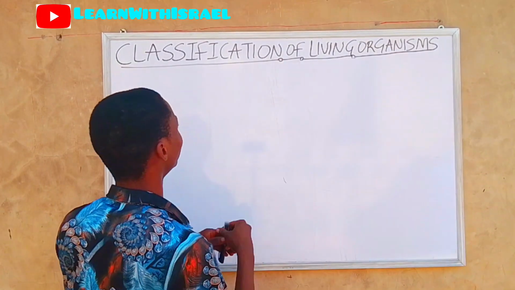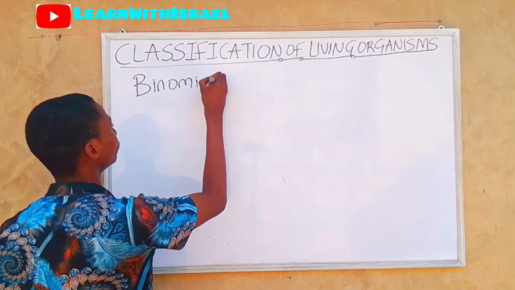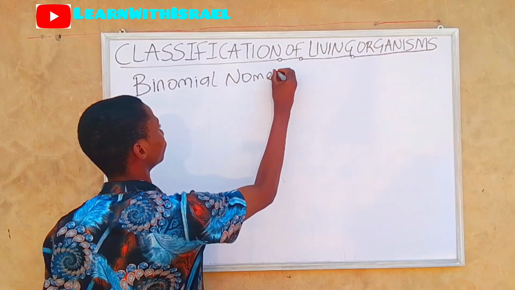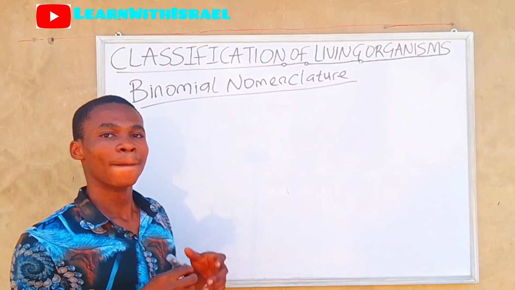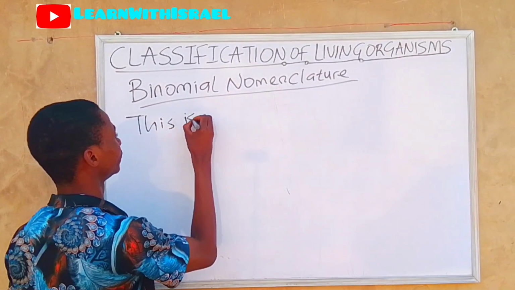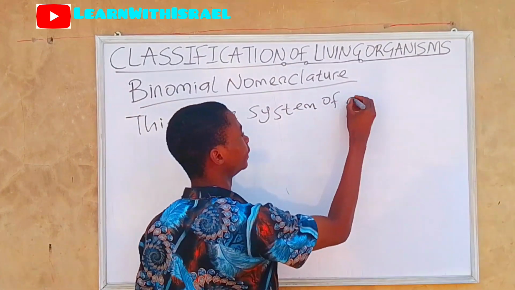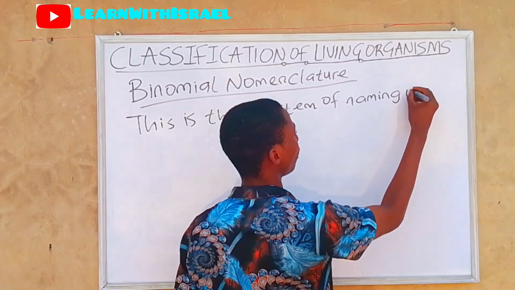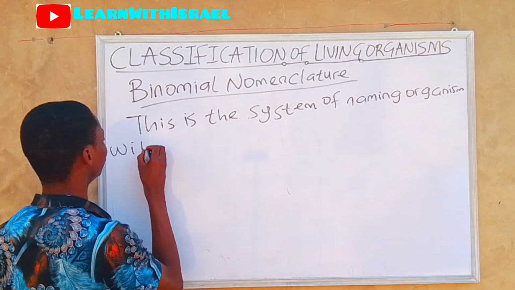So now let's move to binomial nomenclature. Binomial nomenclature is the system of naming organisms with two Latin words.